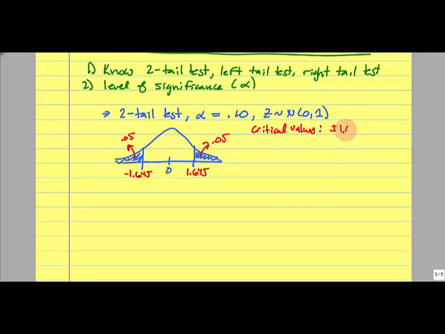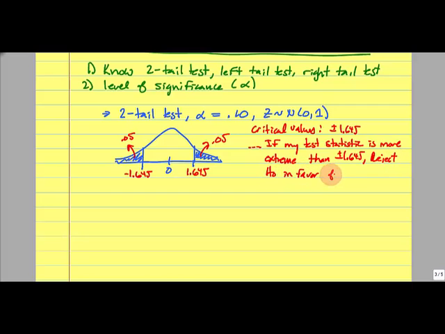Plus or minus 1.645. Now, the rule is: if my test statistic is more extreme than plus or minus 1.645, that means I'm more than 1.645 standard deviations from the mean, and we would reject H0 in favor of HA. Okay, so that's the decision I would make here.